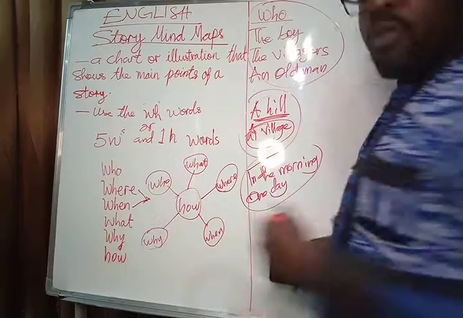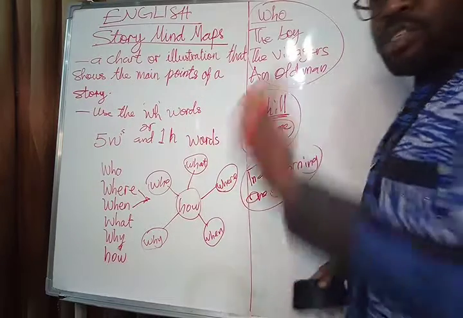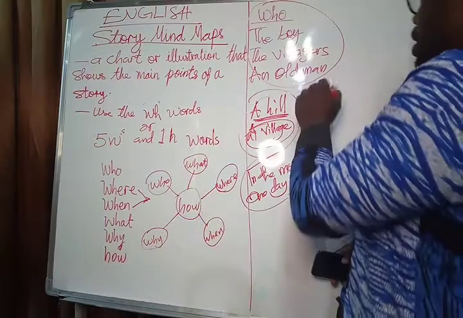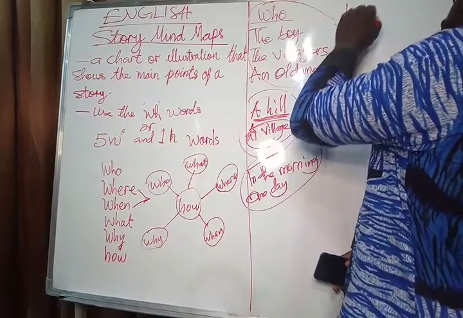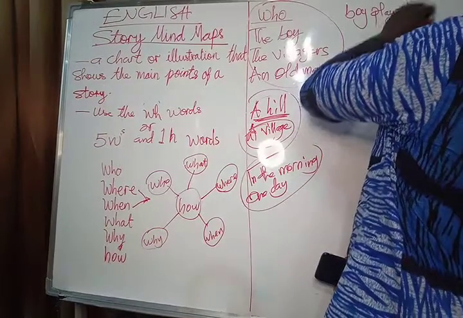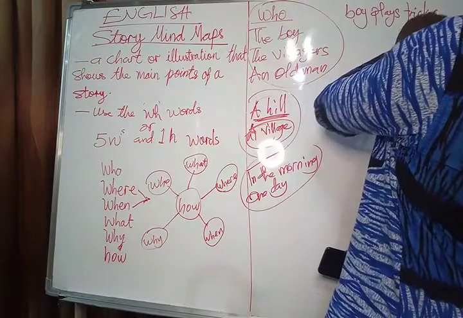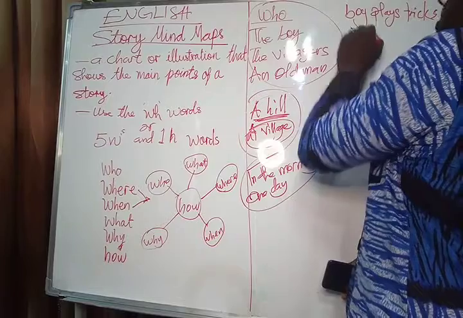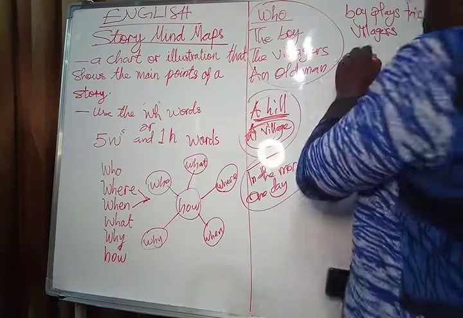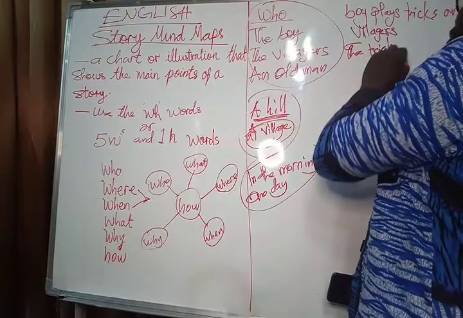Okay, what happened? Okay, a boy played. So now here you have to summarize. A boy playing tricks on the villagers, and finally that trick comes true. Okay, so you have a boy plays tricks. So this is like the plot. Okay, boy plays tricks on villagers. What else? The trick turns to reality.